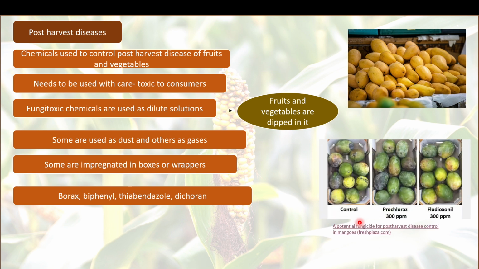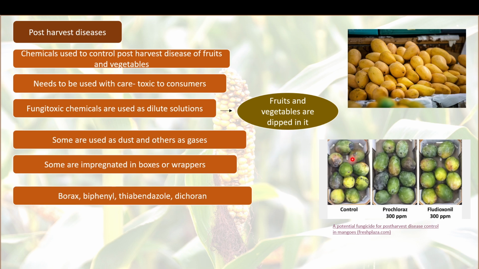So this is something that I obtained from the website of freshplaza.com, where they have explained how fruits get damaged. You see this fruit, you see this fruit, so these are damaged. Control is the fruit in which you have not used any chemical. Now here they have used one chemical, which is prochloraz at the concentration of 300 ppm.